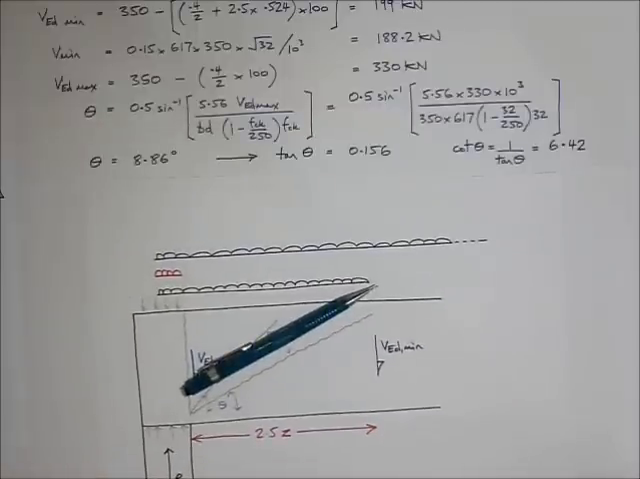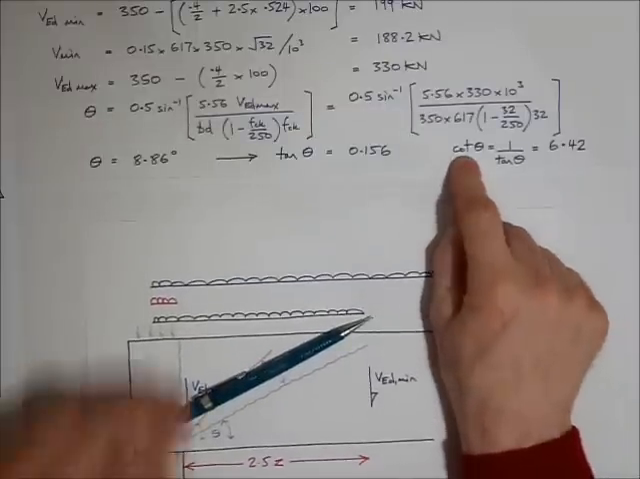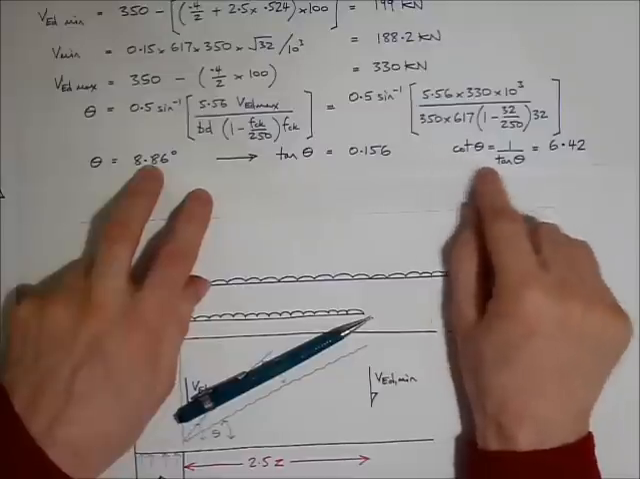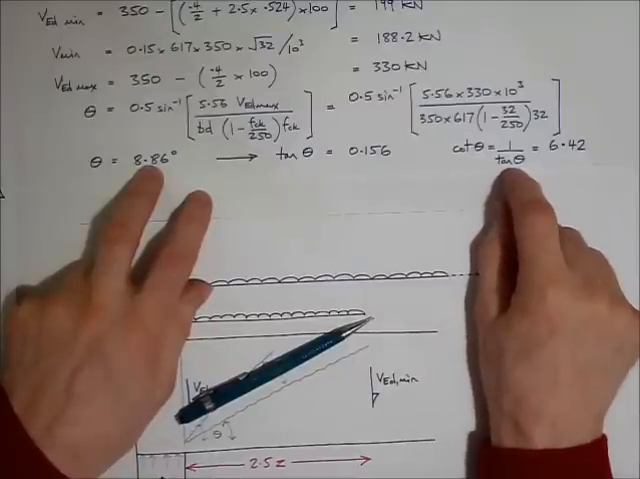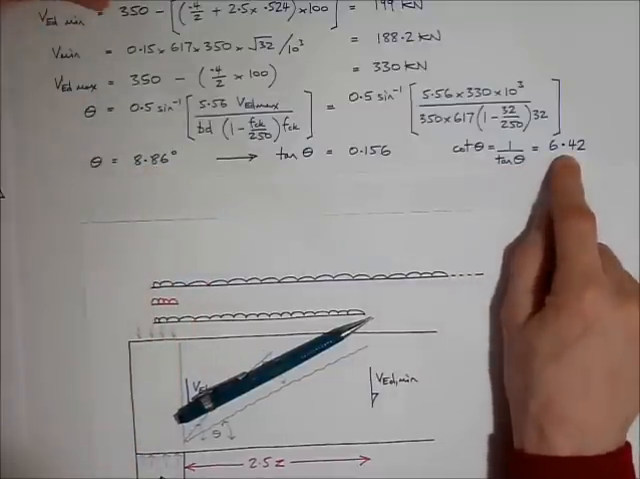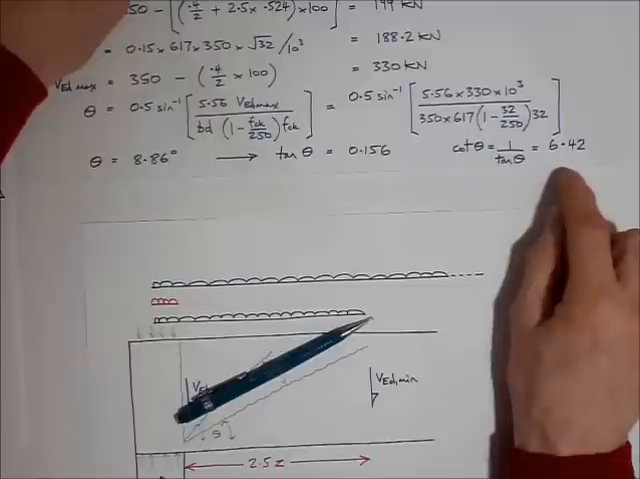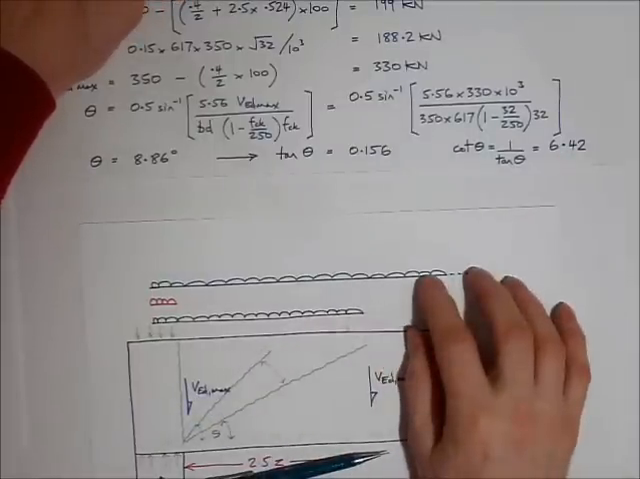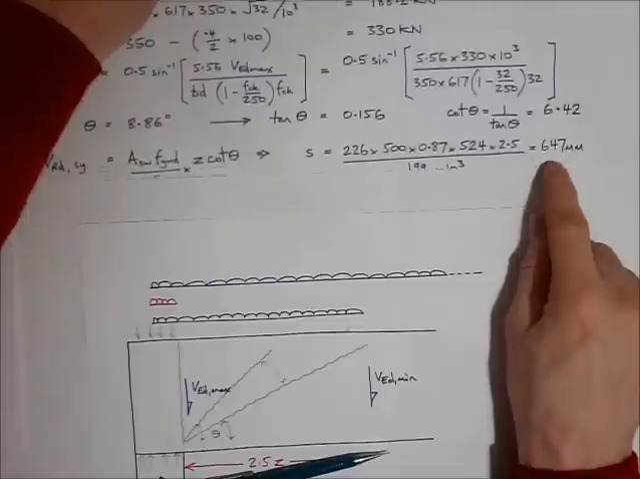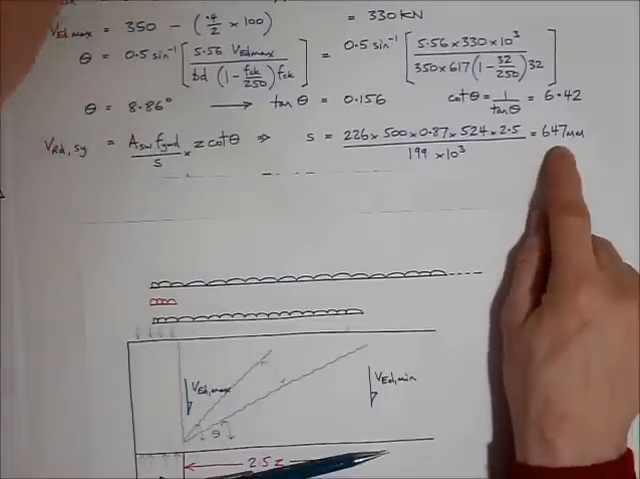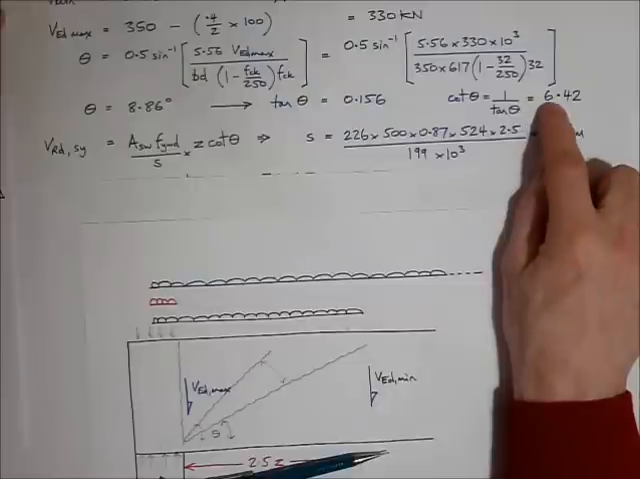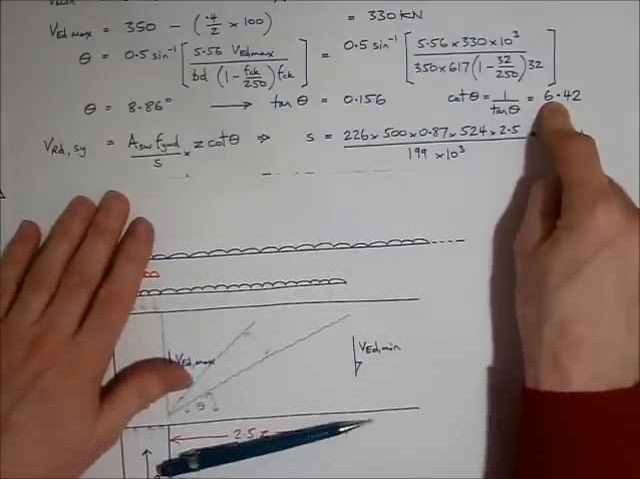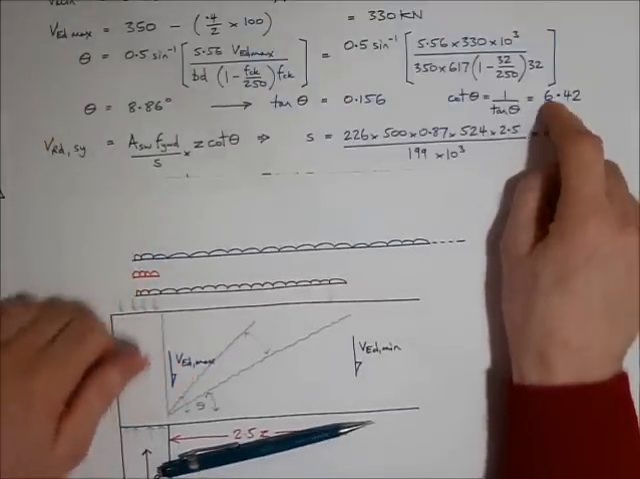Simple as that. Right, well, the cot of 8.86, all a cot is, is 1 divided by the tangent of the angle. Ours comes out to 6.42. Well, that's way bigger than 1, so I'm okay. And now I have to think to myself, is that more than 2.5? Yes, it's more than 2.5, so I'm going to limit myself to 2.5 Z. Great.